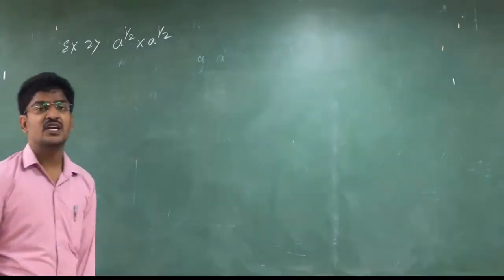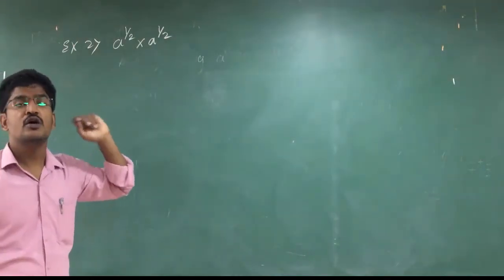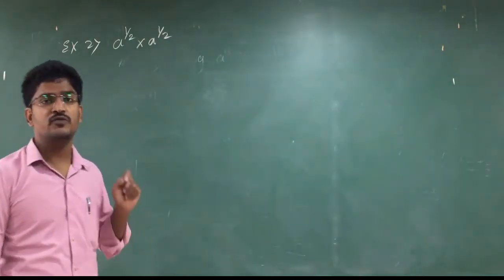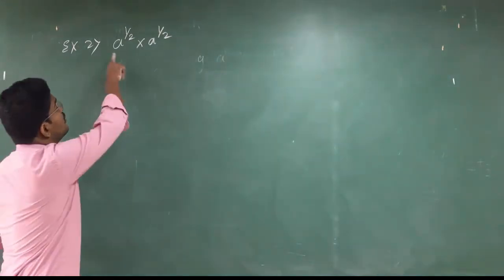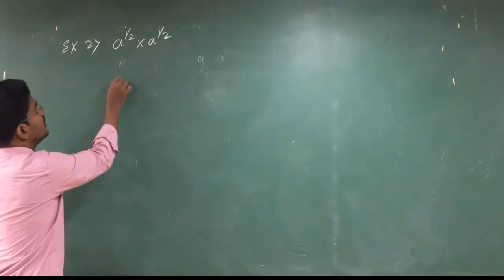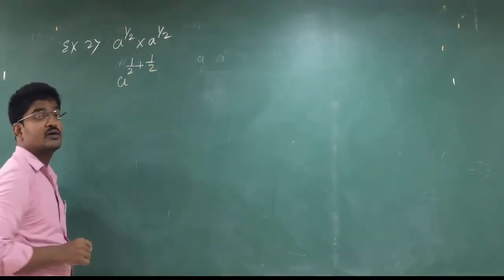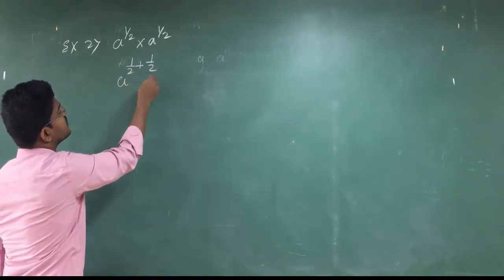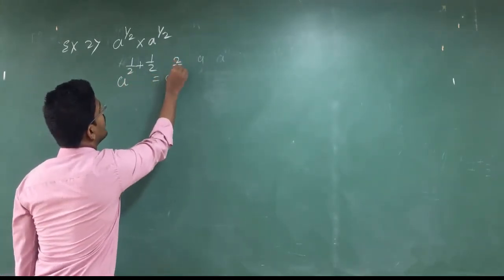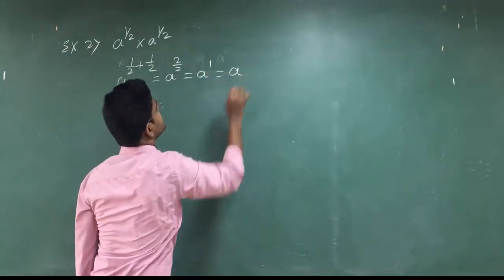Now let us go for the second example. That is a to the power of 1 by 2 multiplied with a to the power of 1 by 2. Clear? So if I simplify this by using the laws of indices, what are you going to write? A to the power of 1 by 2 plus 1 by 2. So what is 1 by 2 plus 1 by 2? That is a to the power of 2 by 2, which is equal to a to the power of 1. Again you can write it as a.